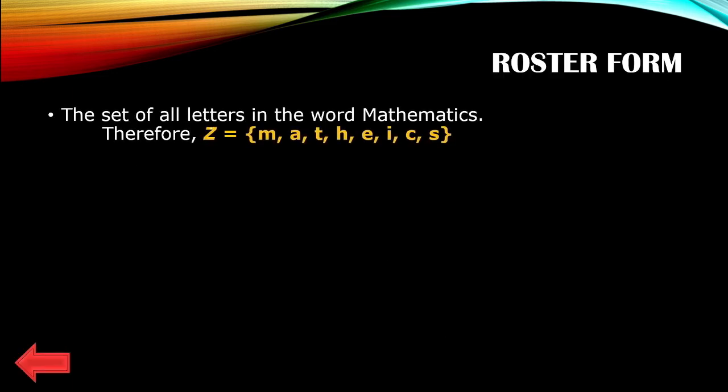The set of all letters in the word mathematics. So Z represents the letters in the word mathematics. Set Z has the elements M, A, T, H, E, I, C, and S.